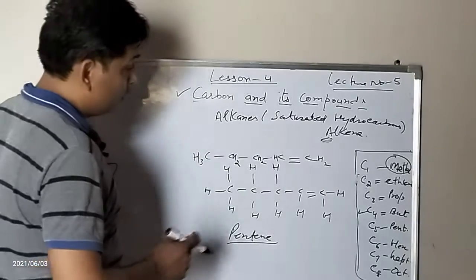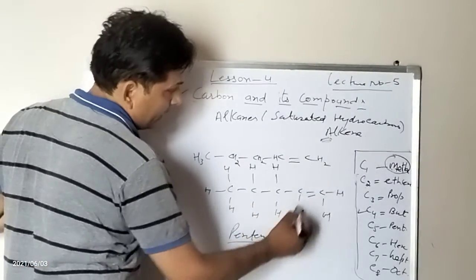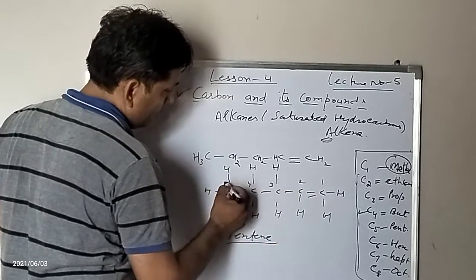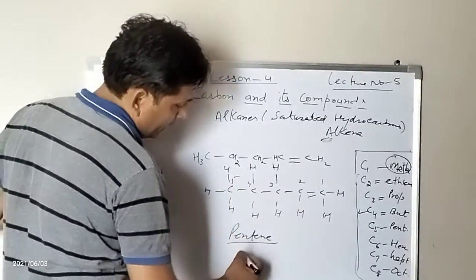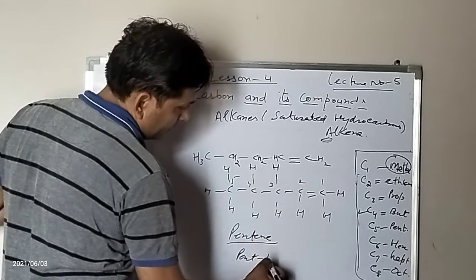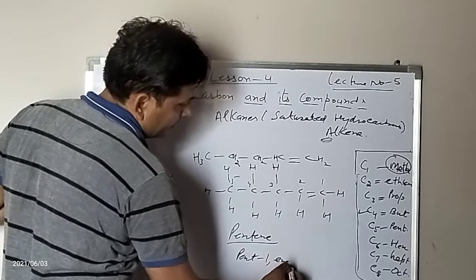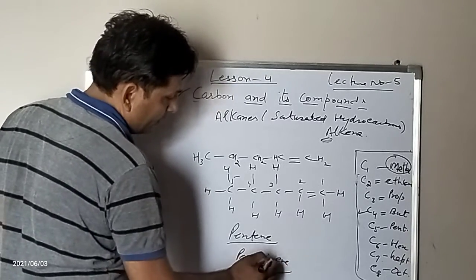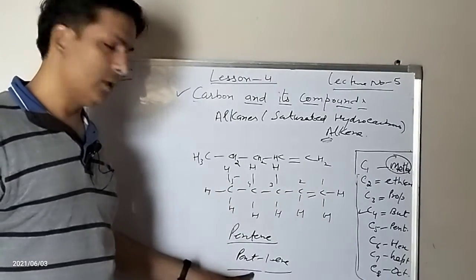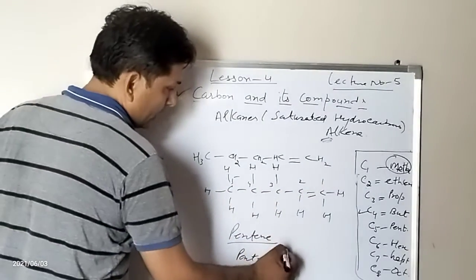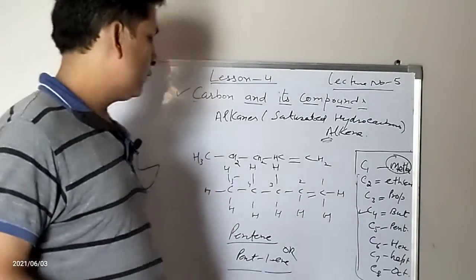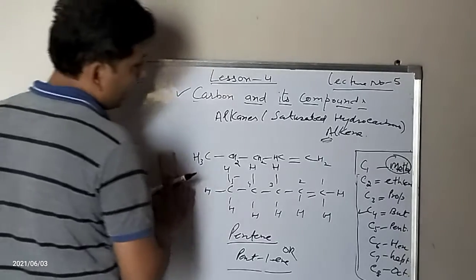This is the formula for pentene. If you use the IUPAC name, start numbering from here: 1, 2, 3, 4, 5. You can write its name as pent-1-ene. Pent-1-ene means the double bond is at position number 1. You can write this or like this also. You have to do the numbering first of all.